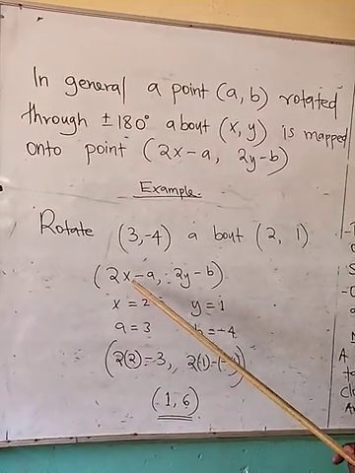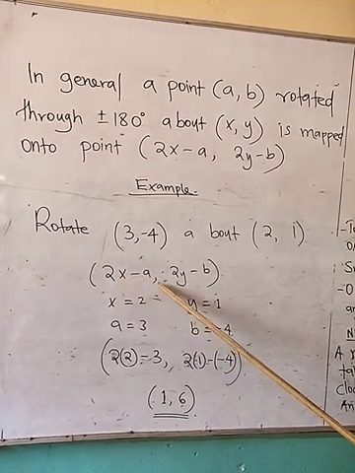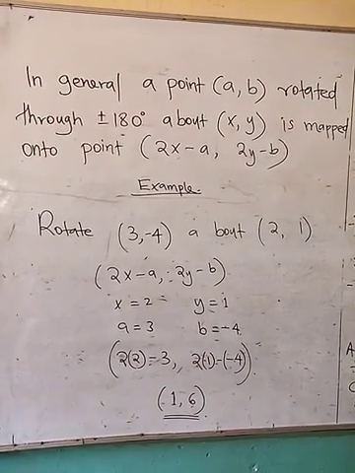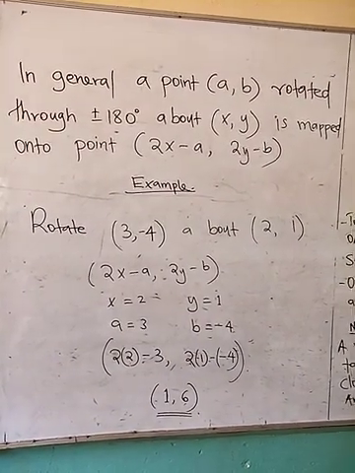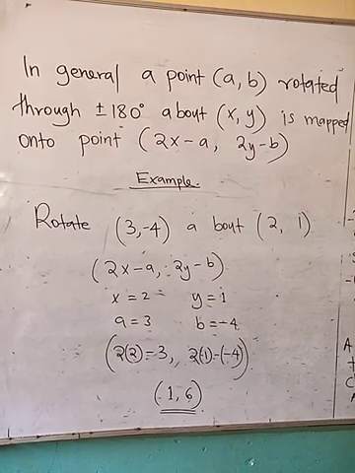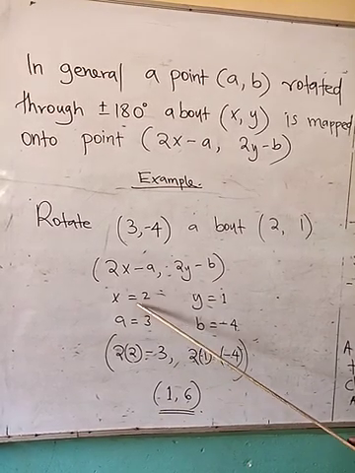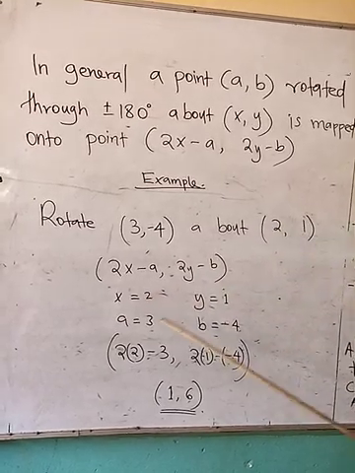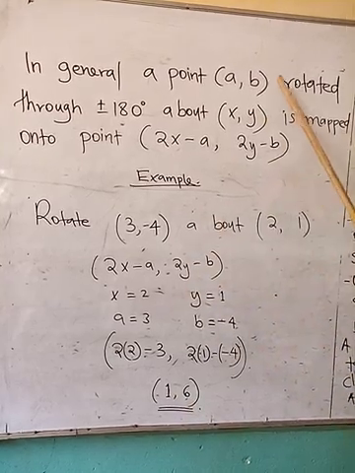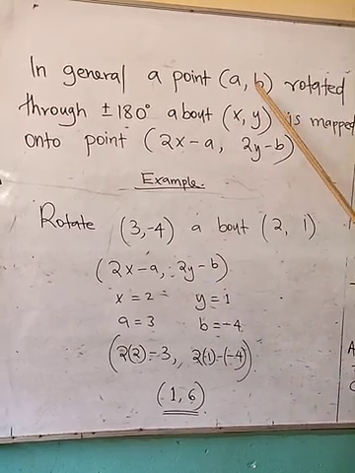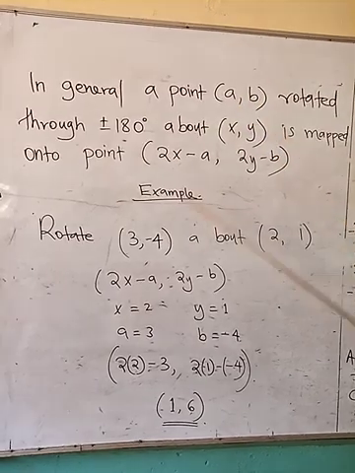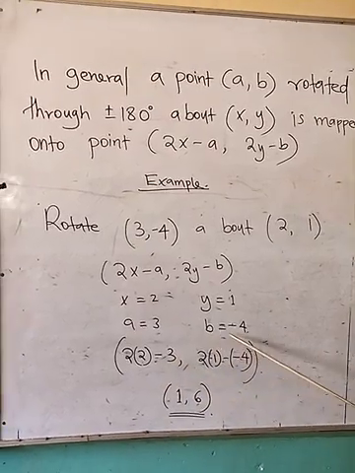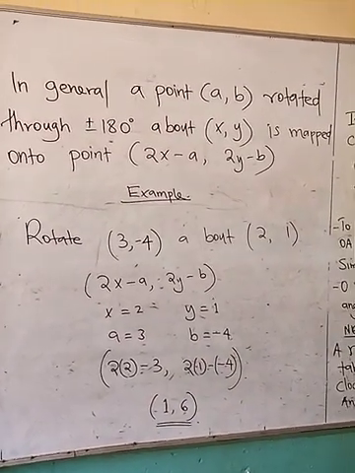So our formula is (2x - a, 2y - b), and we have said that x and y is the center of rotation. A and b is the coordinate of the point to be rotated. Then we substitute: our center of rotation was (2, 1), so x is 2, y is 1. The point to be rotated is (3, -4), so a is 3, b is -4.